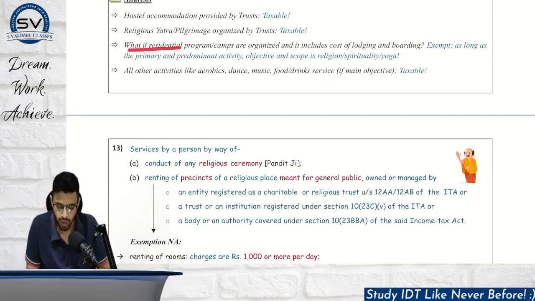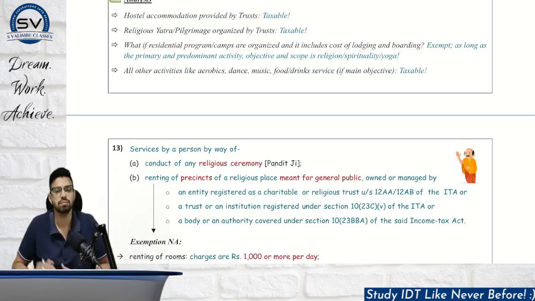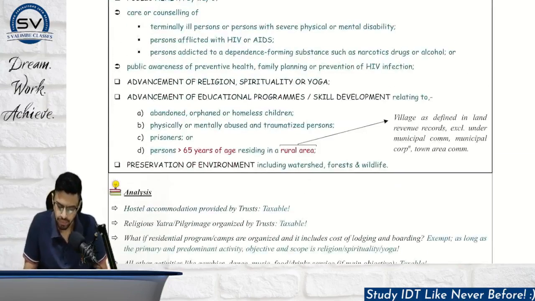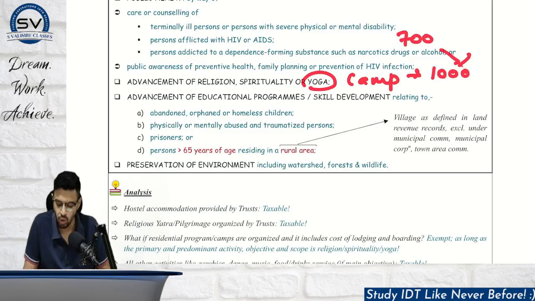What if residential program camps are organized and it includes the cost of lodging and boarding? Let's say, for example, there is some yoga related camp for which 1000 rupees is charged, out of which let's say 700 is for yoga, 300 is for one night stay. So is 700 exempt or is the entire 1000 exempt?